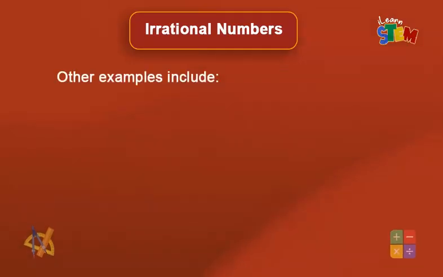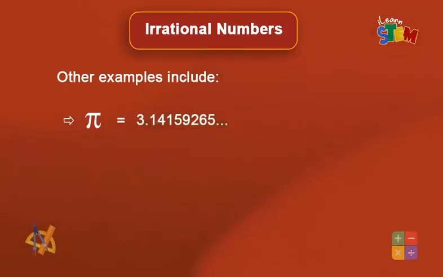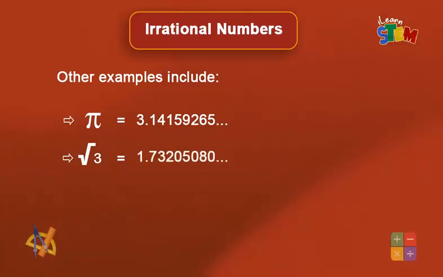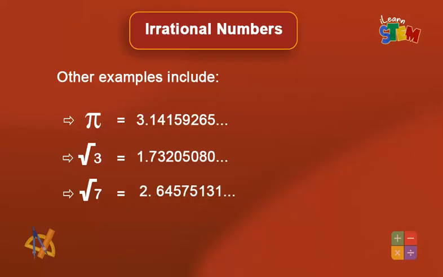Other irrational numbers include pi, which is equal to 3.14159265, and so on. √3, which is equal to 1.73205080, and so on. √7, which is equal to 2.64575131, and so on, etc.